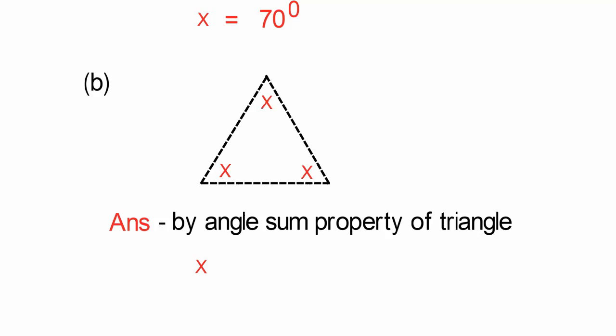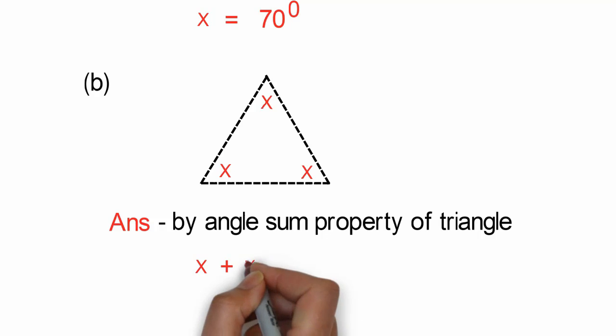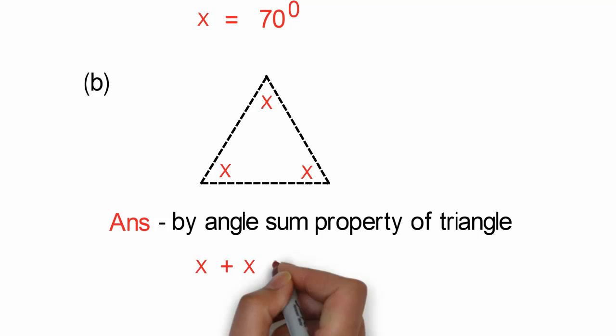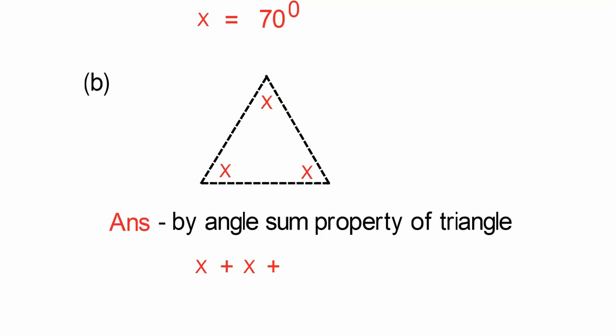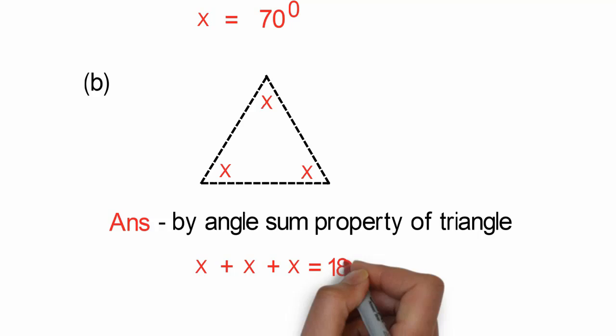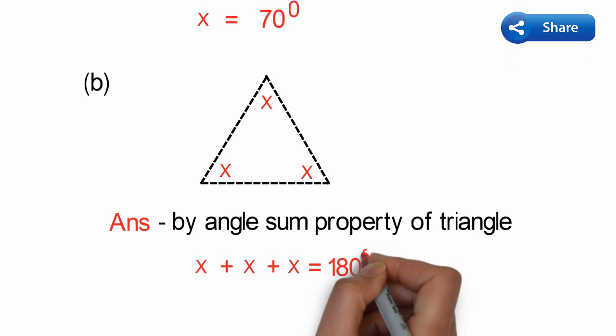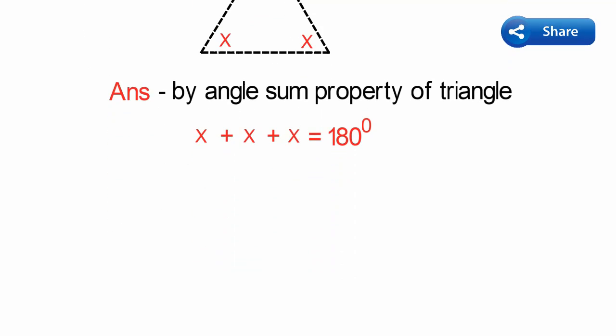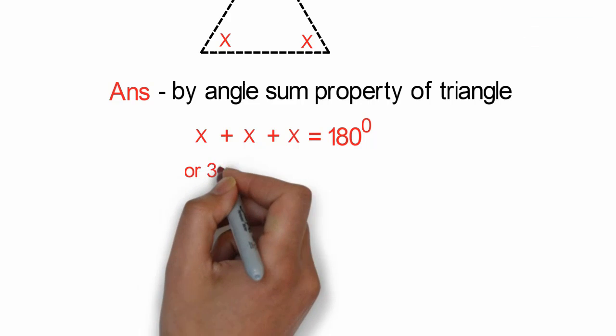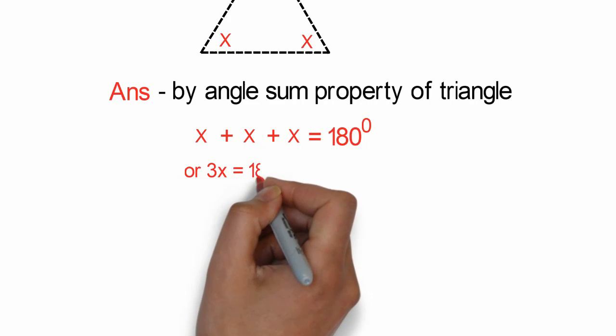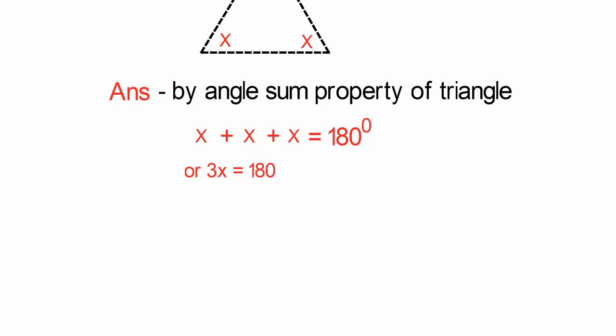The sum of all the angles, that is x plus x plus x, is equal to 180 degrees. Now on the left hand side you are observing all the terms are x. So 3 are there, when we add we get 3x equal to 180 degrees.